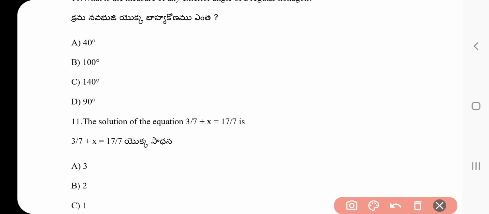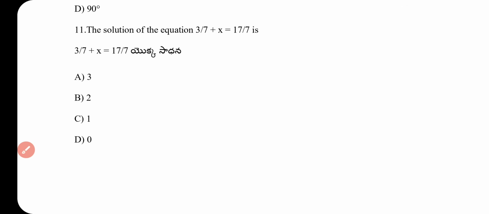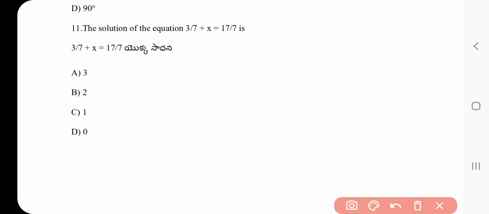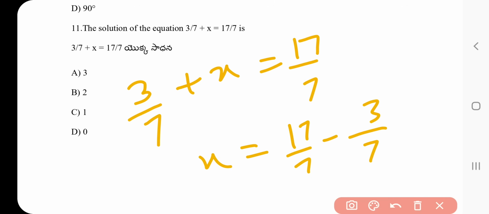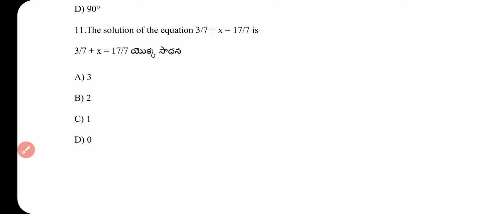Question number 11. The solution of the equation 3 by 7 plus x equals 17 by 7. How to calculate the value? x equals 17 by 7 minus 3 by 7. Subtract the numerators: 14 by 7. 7 ones are 7, 7 twos are 14. Answer is 2, which is the correct answer of the 11th question.